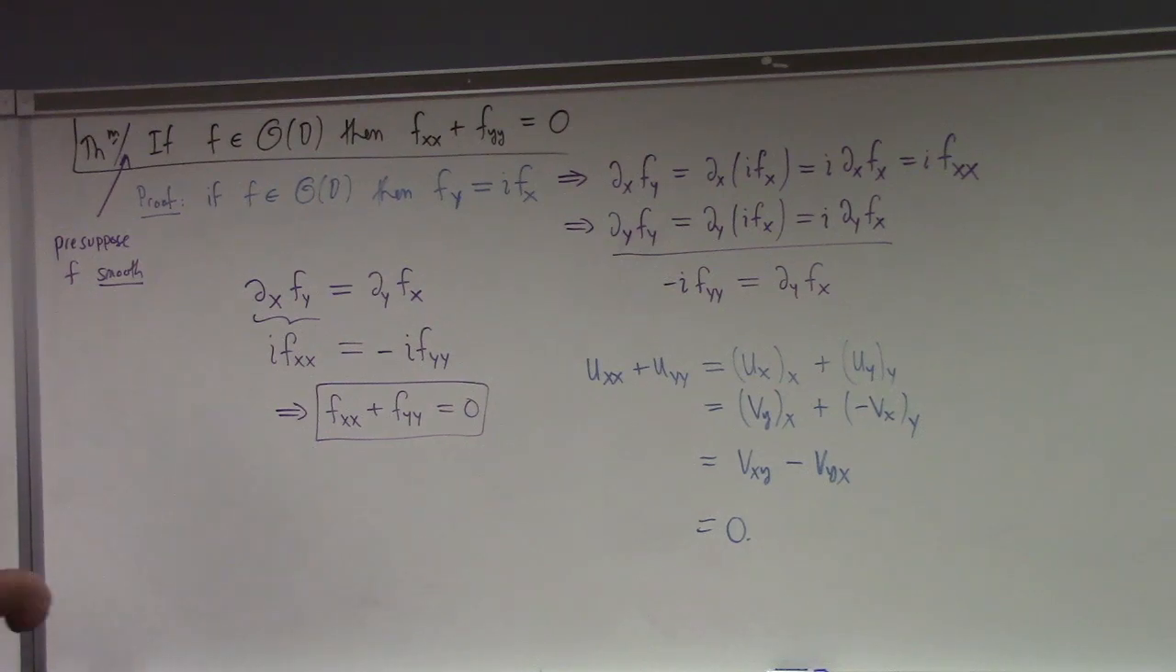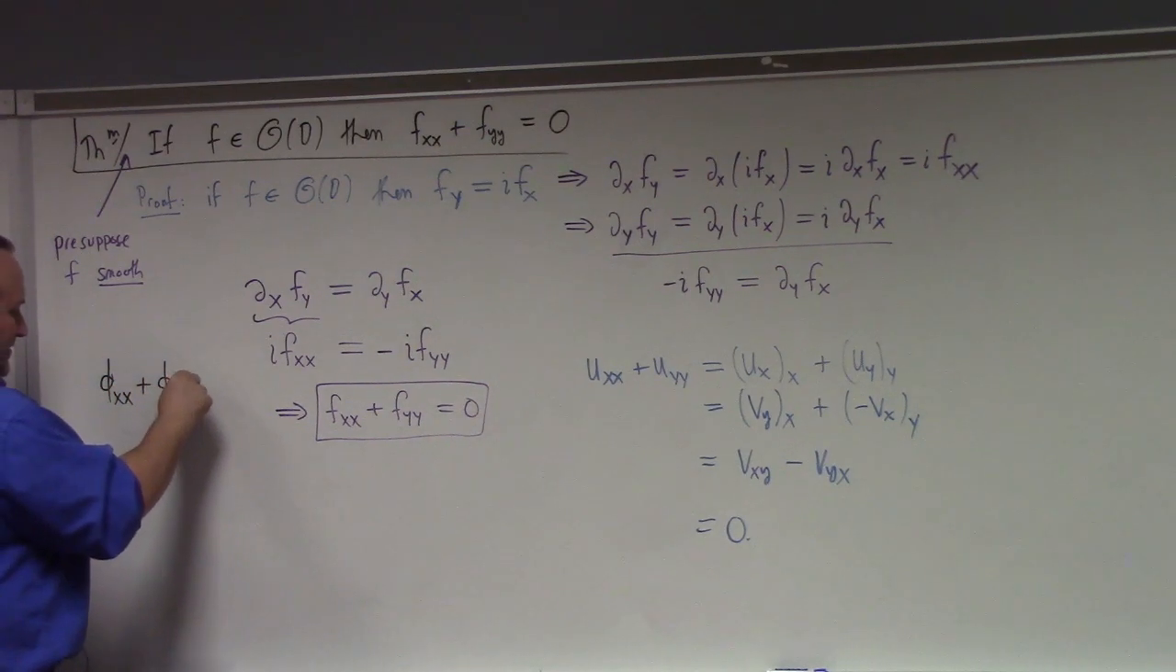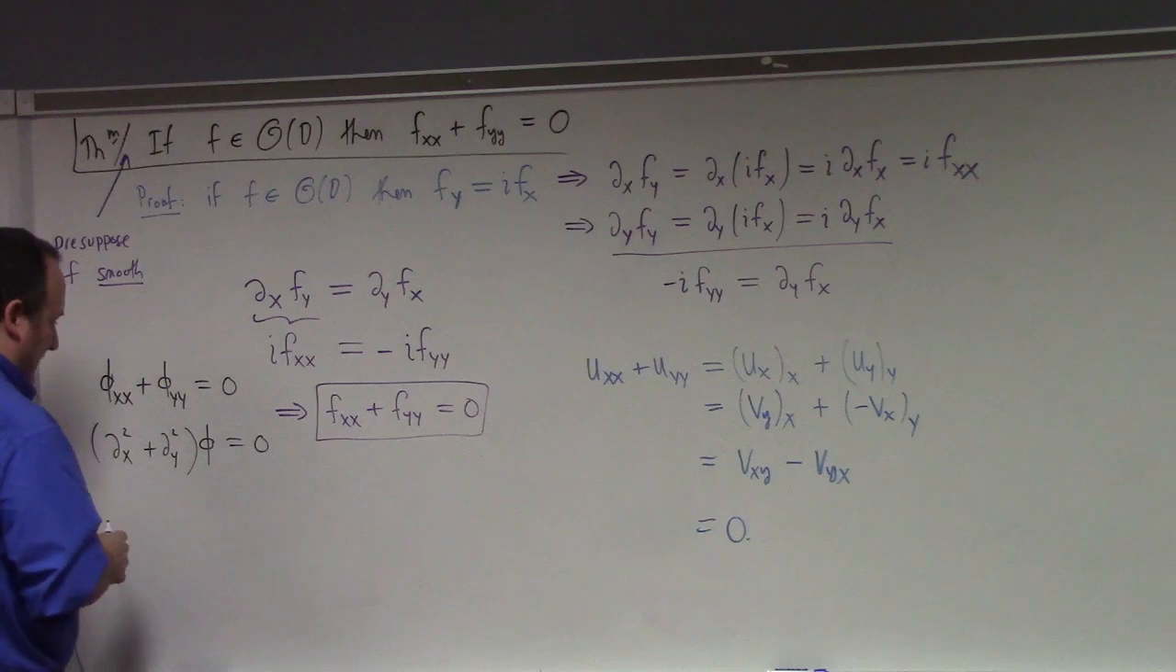Let's look at an example here. What's the Laplace equation? Laplace equation is the one that's on the board. It's F double x plus F double y equals 0. But I usually change the letter, so it's Laplace's equation, phi xx plus phi yy equal to 0, or partial x squared plus partial y squared acting on phi equals 0. Sometimes I like that.